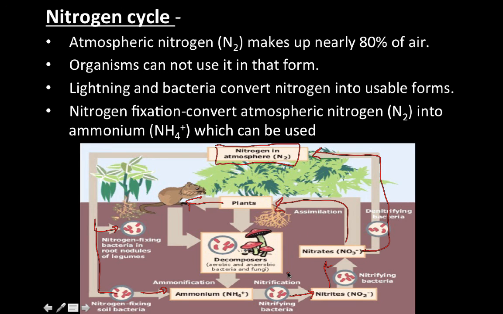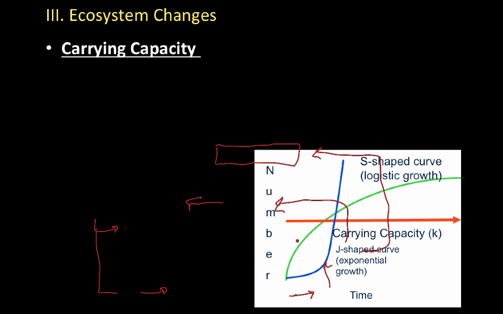All right, so we see this cycle unfold, but it's really nitrogen in the atmosphere, N2, being converted into ammonium, nitrites, and nitrates, which are then utilized by plants and animals in the food chain.